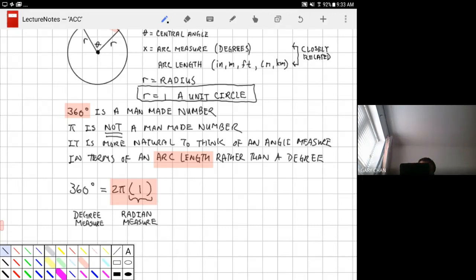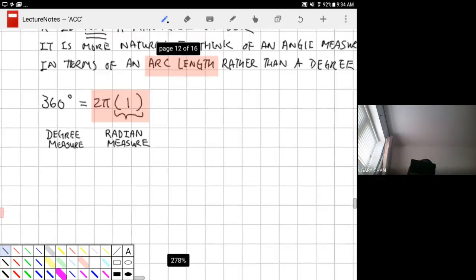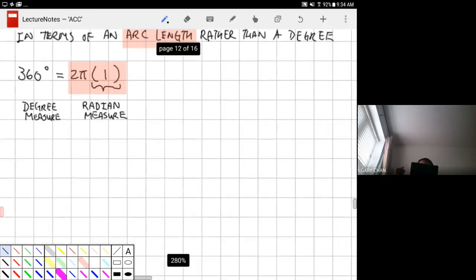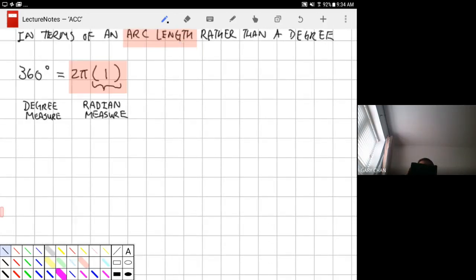There's a reason why it's called a radian measure. 2 pi is the circumference for a circle of what radius again? One. It's the circumference for a radius of 1. That's why we call it a radian measure, because there's that word embedded in there, a radius. Anyway, so we have this conversion right now: 360 is to 2 pi. There is a conversion that you should be aware of, and that is this.